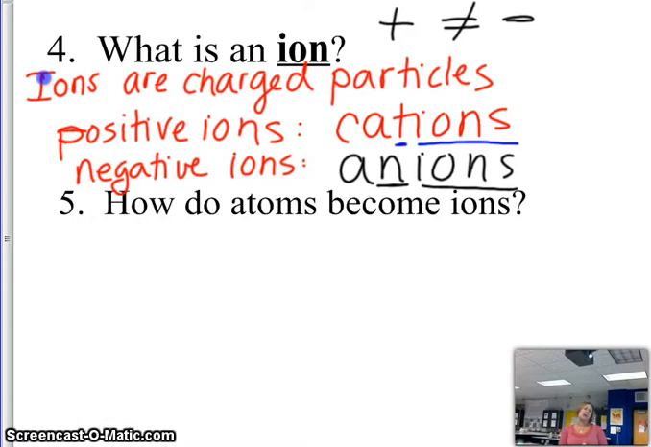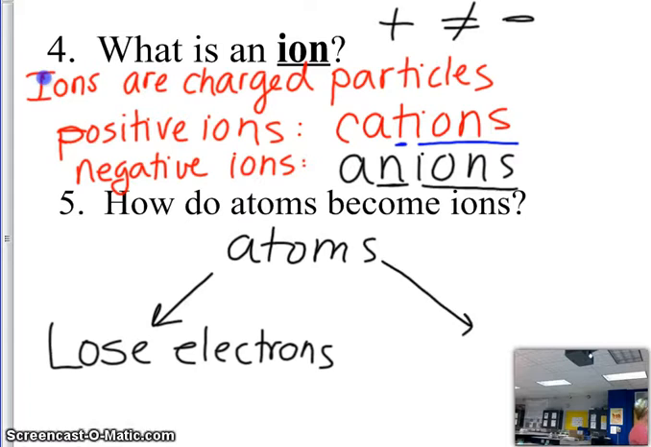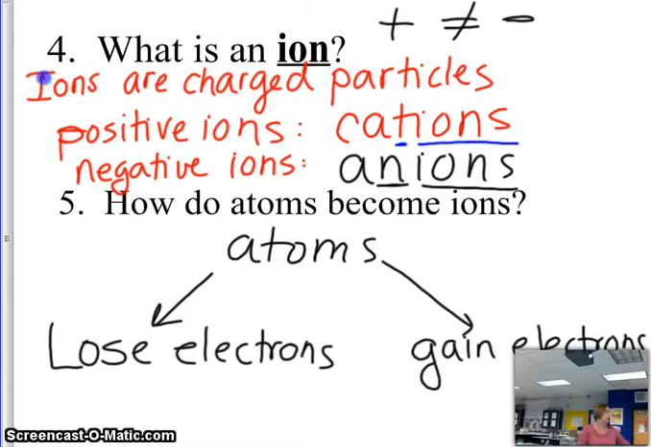But how do you become an ion? How do you go from having equal amounts of particles to no longer having equal amounts of particles? There's really 2 ways. Atoms can lose electrons or they can gain electrons. The protons never change, remember? So the way you would get more positives is by losing negatives, right? You lose electrons. So if you lose electrons, which remember are negative, then you become a positive ion. You become a cation.